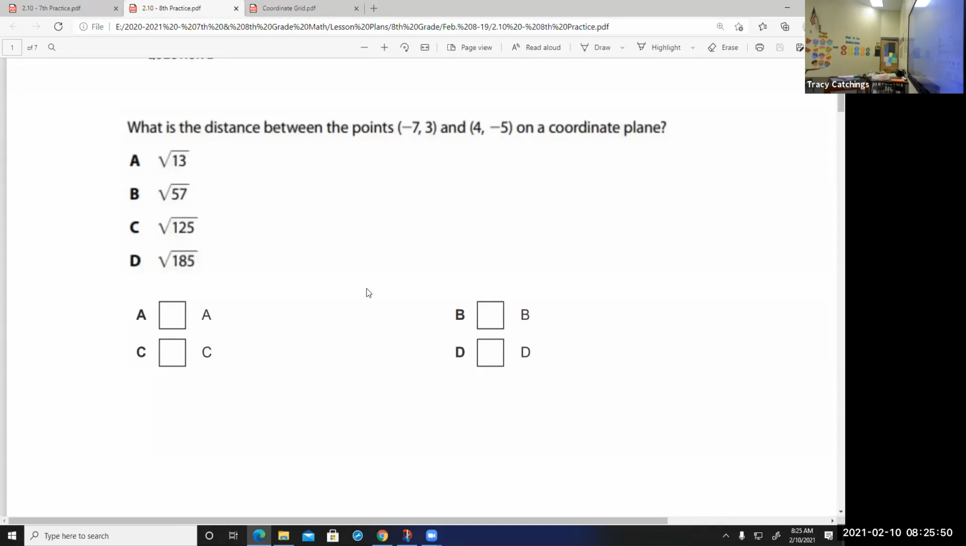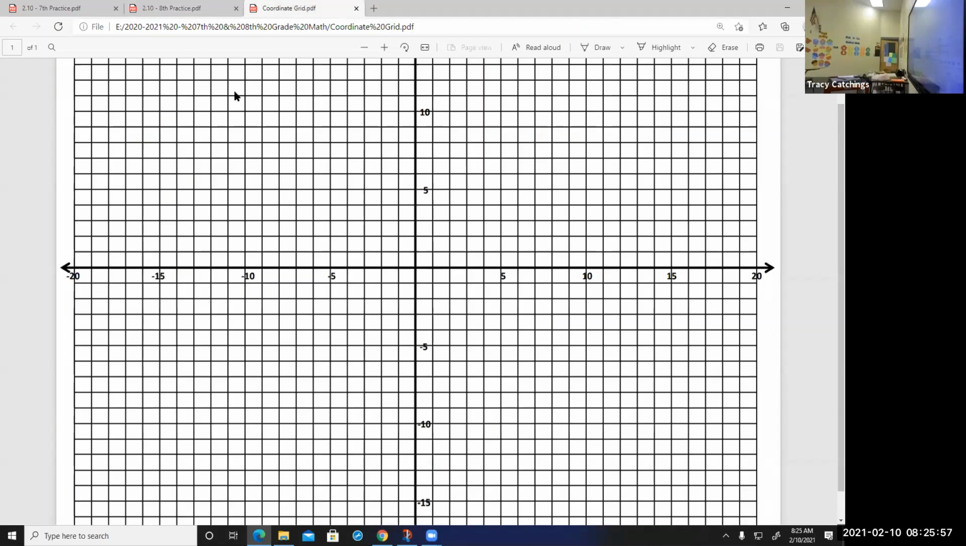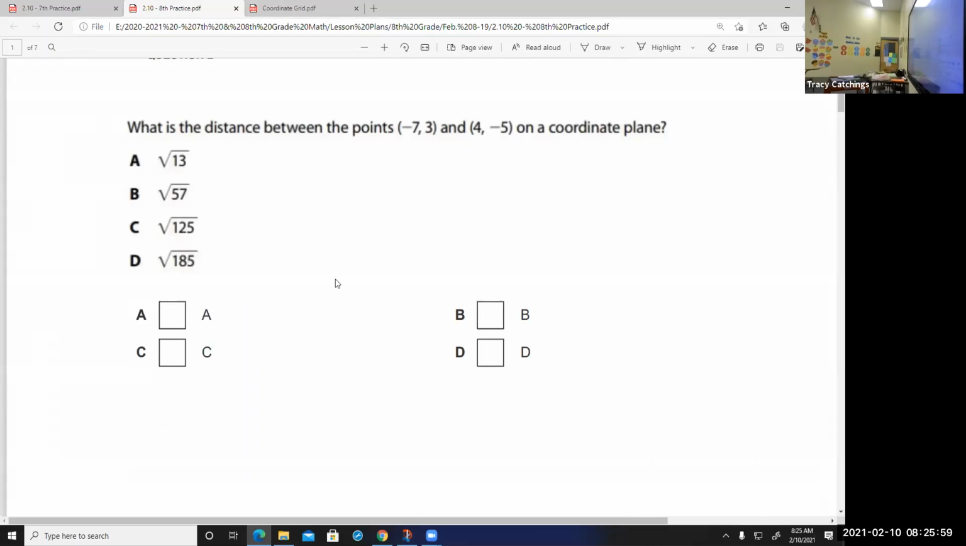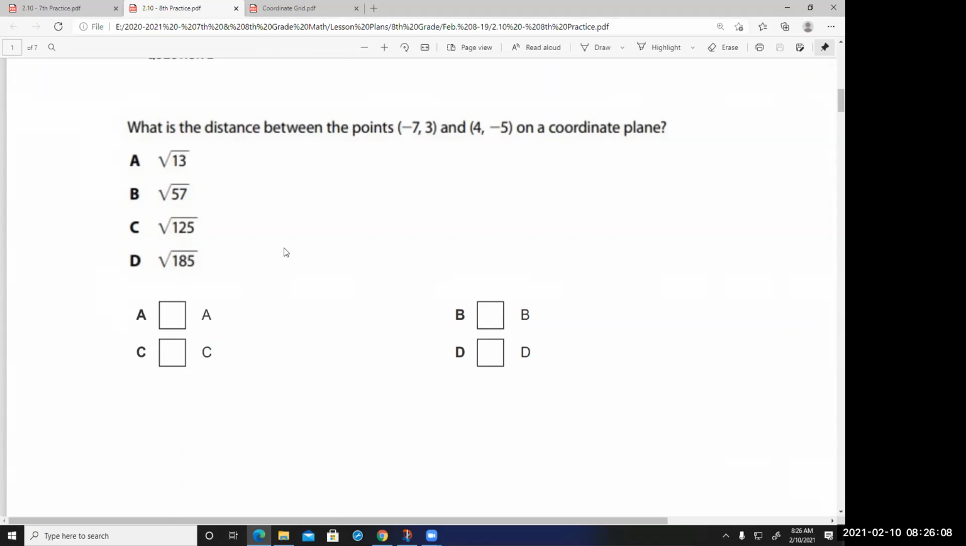So which of these will be our values, A, B, C, or D? A. No, what do we say our square root was? What did we take the square root of? We took the square root of 13? No. What did we take the square root of? 164. 164, and they don't even have it listed.